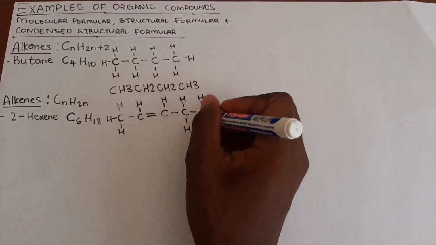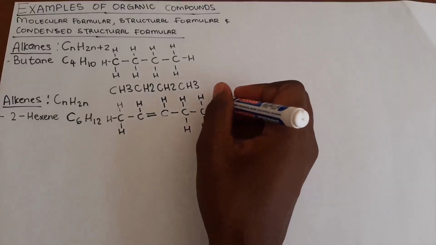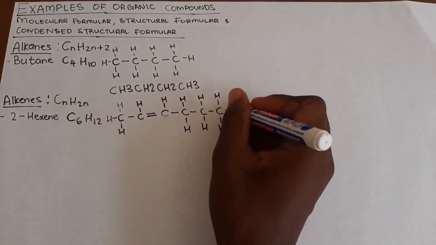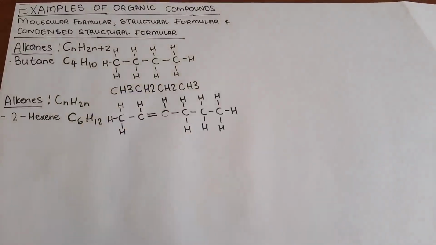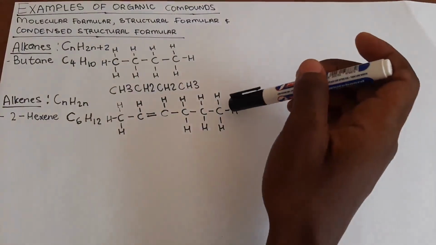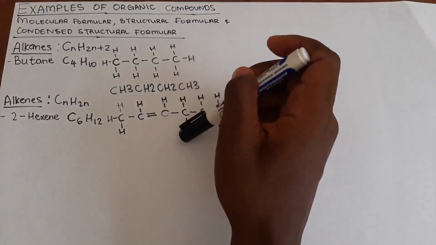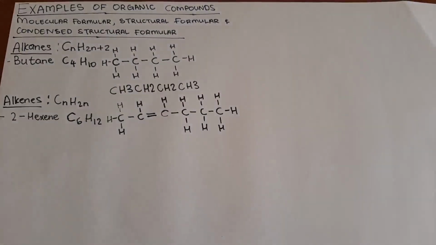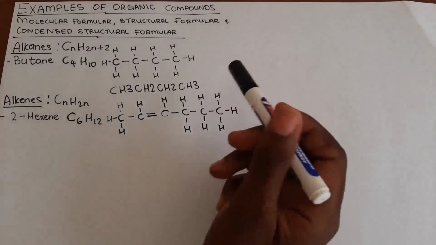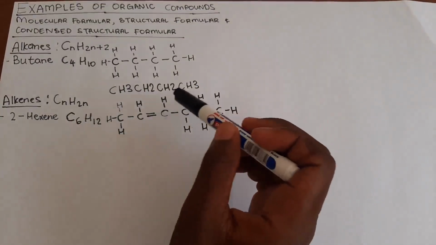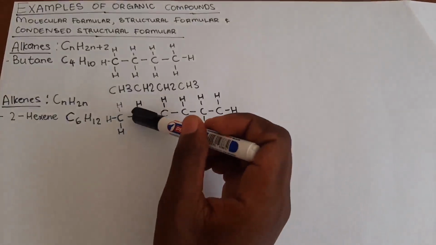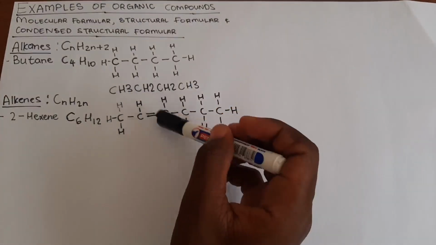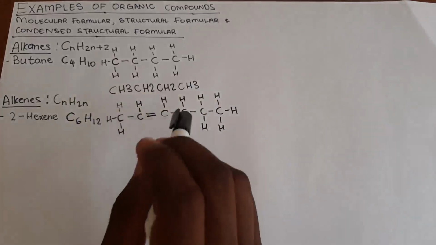Mind you, we must have 12 hydrogen atoms. Let's calculate right now: 1, 2, 3, 4, 5, 6, 7, 8, 9, 10, 11, 12, done. Something that I should explain to you. Maybe some of you said, why did you not bond these atoms with two hydrogen atoms just like the others that are in between?